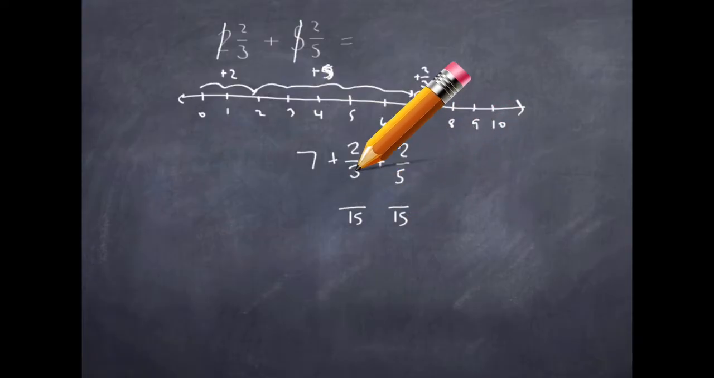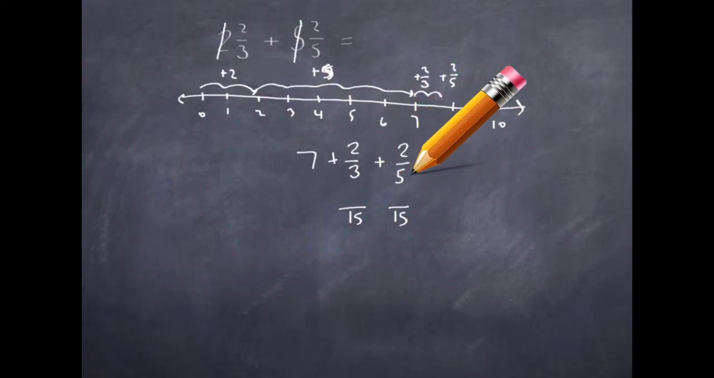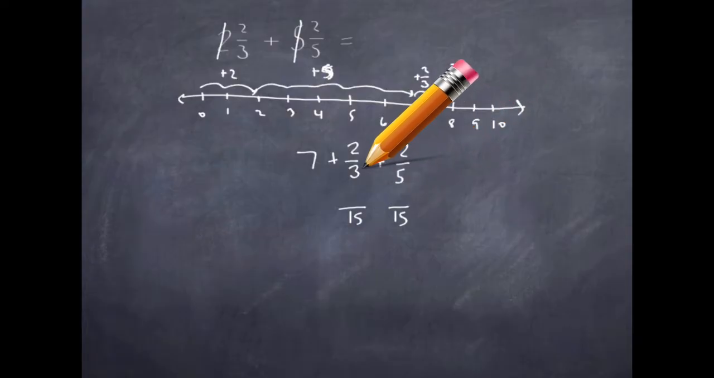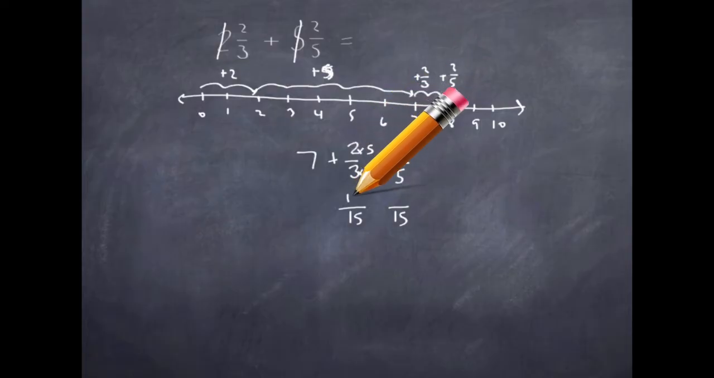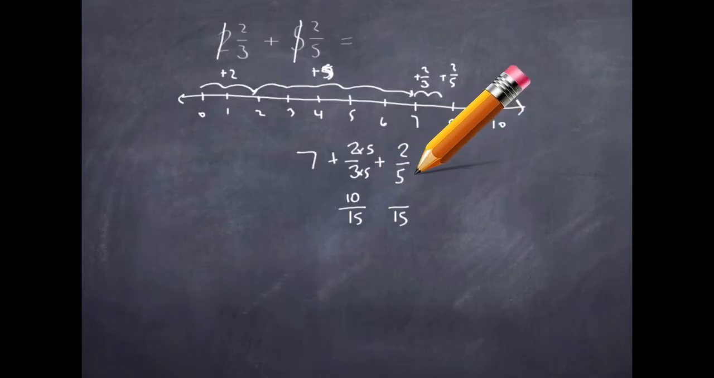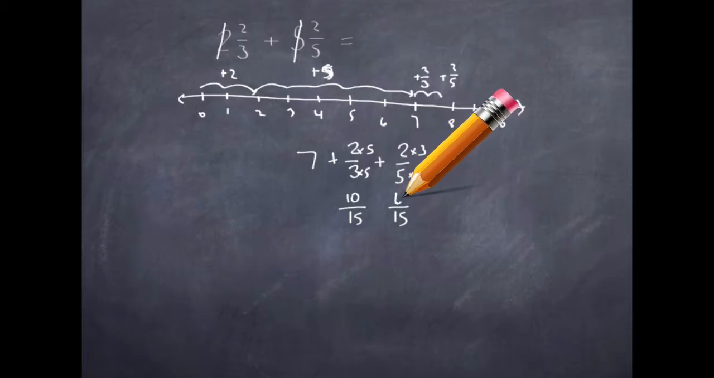Again, another way I could think of it is 3 times 5 is 15, 5 times 3 is 15, right? So I know to get 3 to 15, I'm going to have to multiply by 5. I'm going to have to do the same thing to my numerator. 2 times 5, that's going to give me 10. I know down here, 5 times 3 will give me 15. 2 times 3 will give me 6.